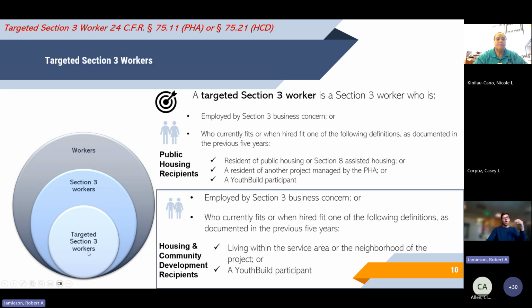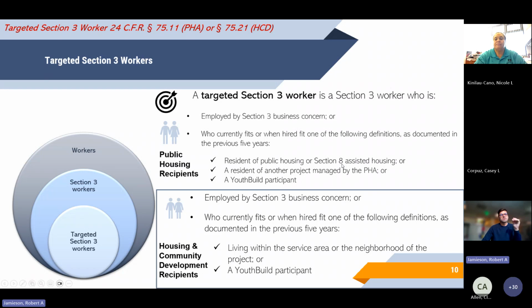So basically all targeted Section 3 workers are also Section 3 workers, but not all Section 3 workers are also targeted Section 3 workers. I know it's a little confusing. I'm happy to answer questions to clarify that at the end. And also feel free, if there's a very short question you have, I do have the chat open. Feel free to put a quick question in there as well.